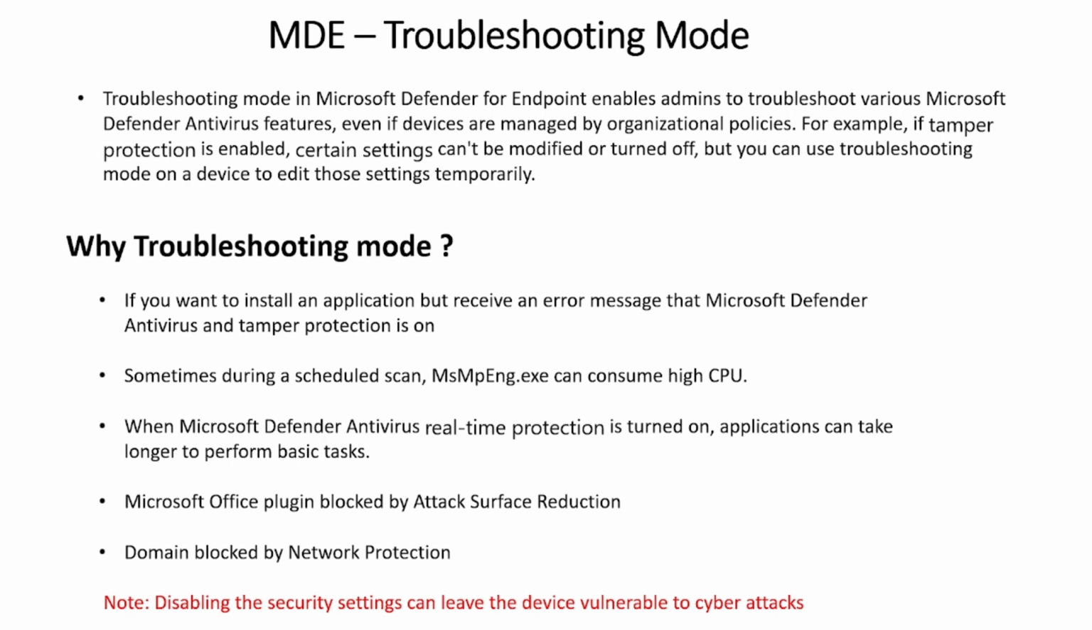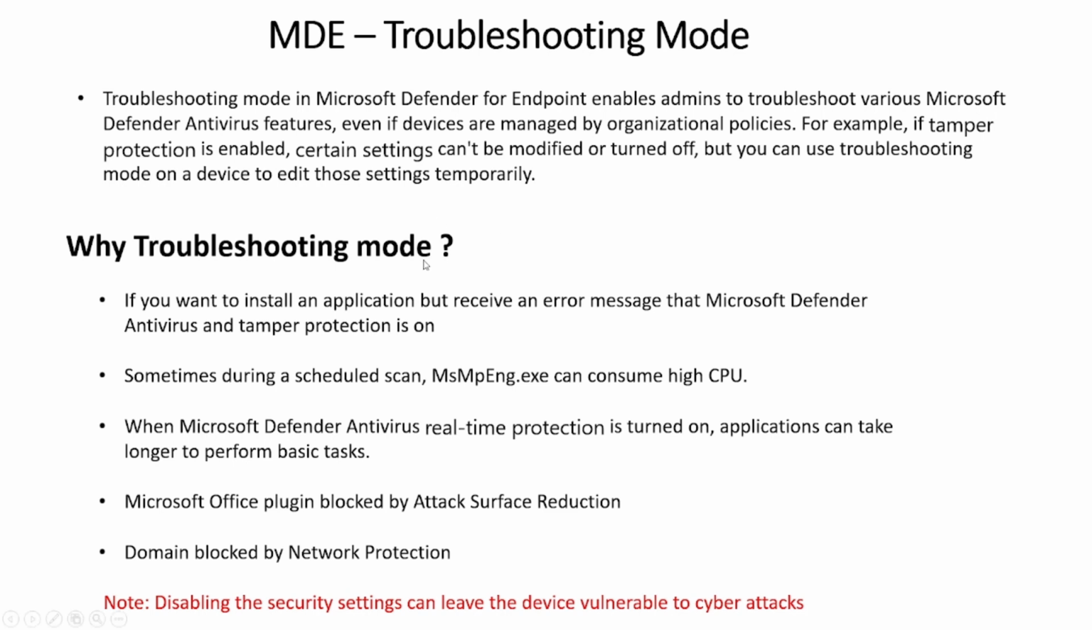Before we proceed further, I also want to give an important note: disabling any security settings in an endpoint can leave the device vulnerable to cyber attacks. You have to keep that in mind. Since we are using the troubleshooting mode, we are going to make some changes in the security settings, and that window is going to be a vulnerable window for the endpoint. Disabling security settings always leaves the system vulnerable to cyber attacks.